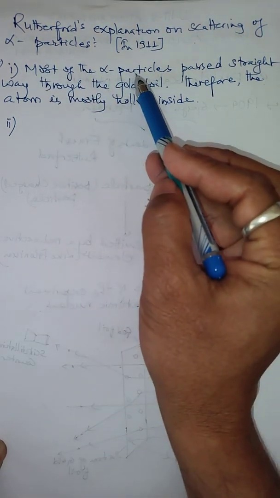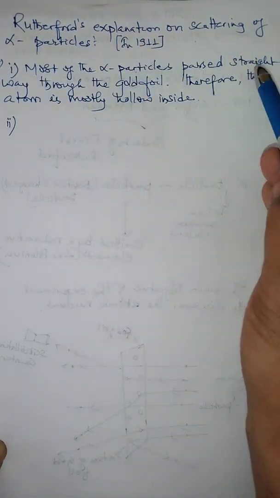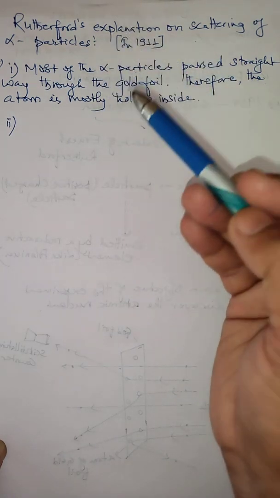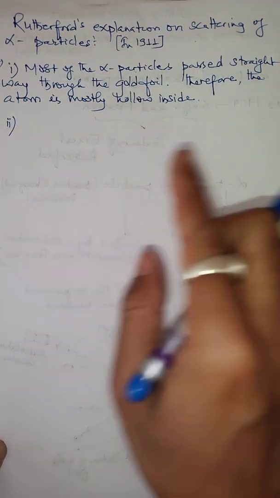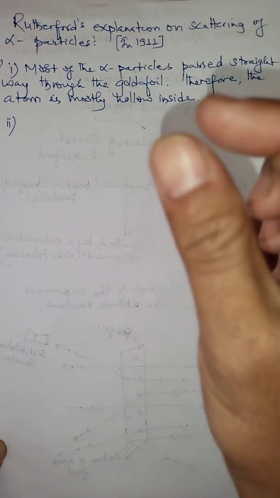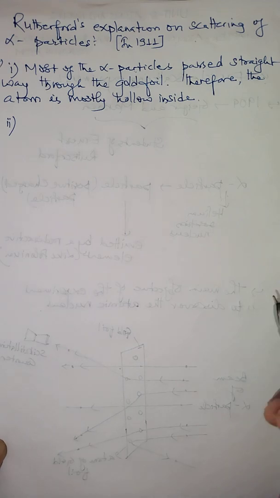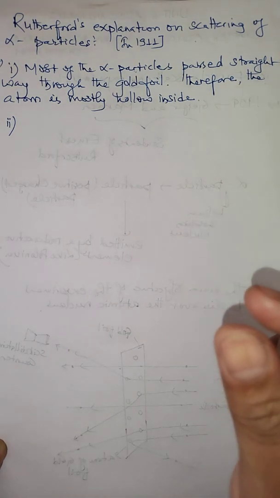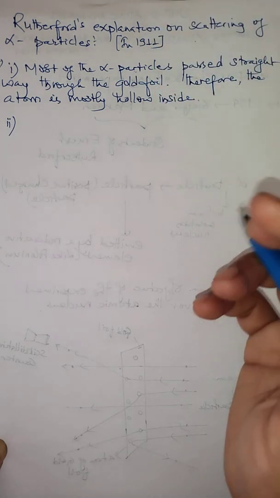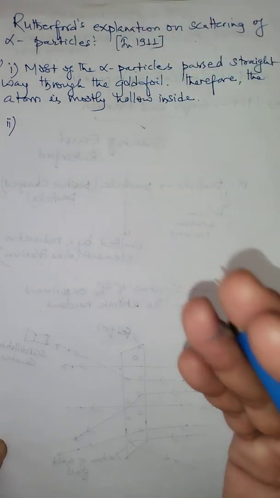When Rutherford repeated the same experiment in 1911, he found that most of the alpha particles pass straight through the gold foil. Now, why do they pass straight through the gold foil? Because when alpha particles are made to be incident on the gold foil, they are incident on the atoms of the gold foil. But let me just tell you, this foil was taken very thin so that there is only a single atom present in the layer of the gold foil.